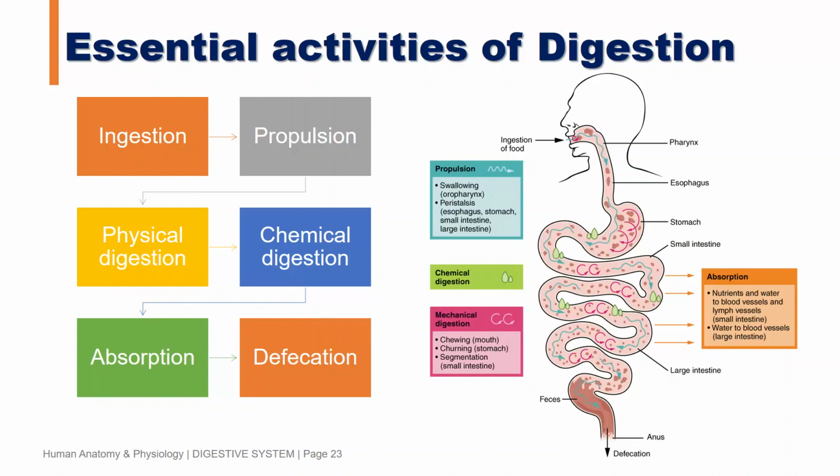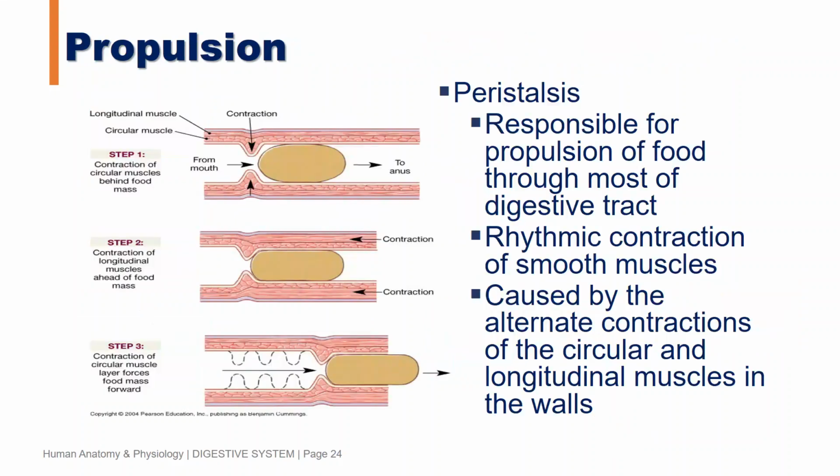Then for absorption, the nutrients and water go to the blood vessels and lymph vessels. And water is absorbed into the blood vessels. Then all the way down is defecation.